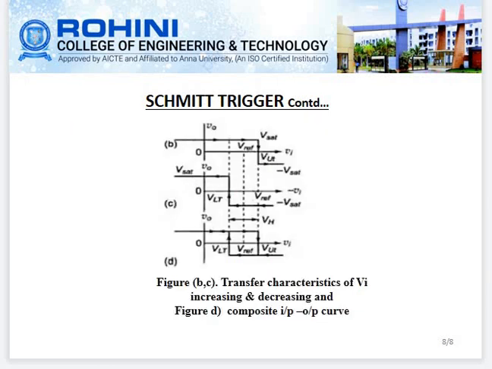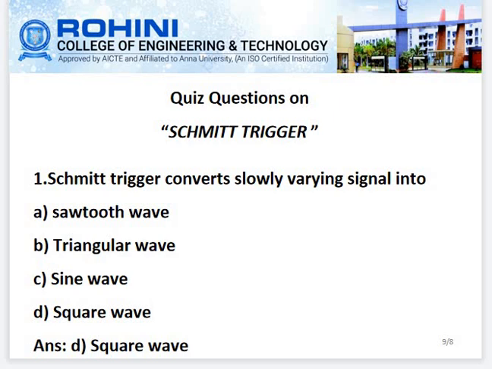The transfer characteristics of Vi increasing and decreasing, as well as the composite input and output curve, are shown in figure. Some of the possible quiz questions is: Schmitt trigger converts slowly varying signal into a square wave.